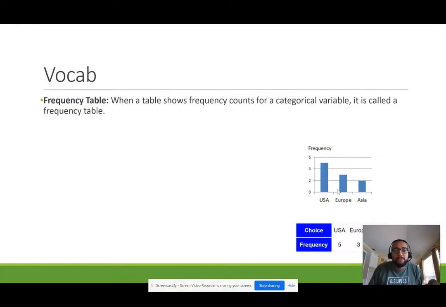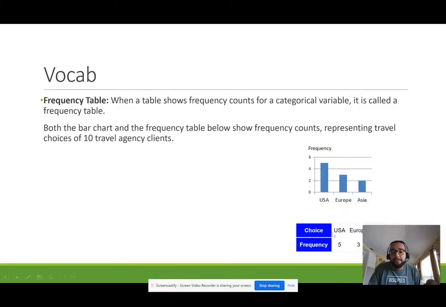It's just a table that shows frequency counts. So when you think of frequency, just think of frequency like in everyday life. If I frequently go to this place, like I am obsessed with Whataburger, I will frequently visit Whataburger. That means I go on multiple occasions. It's like a count. So when a table shows frequency counts for a categorical variable, it's called a frequency table.